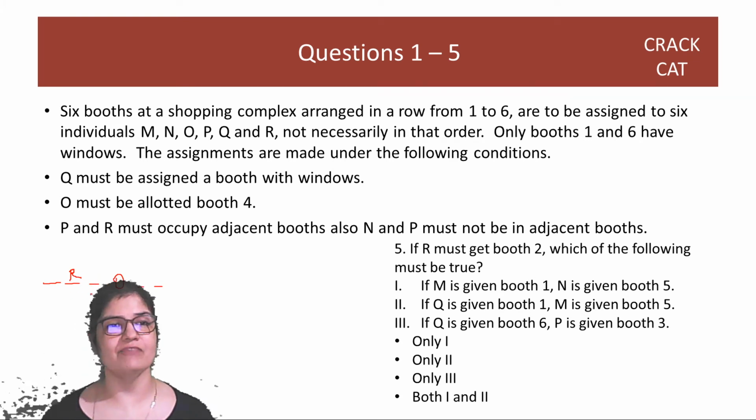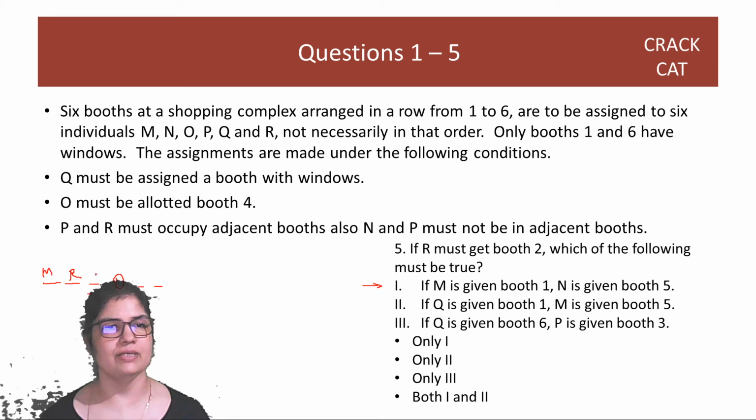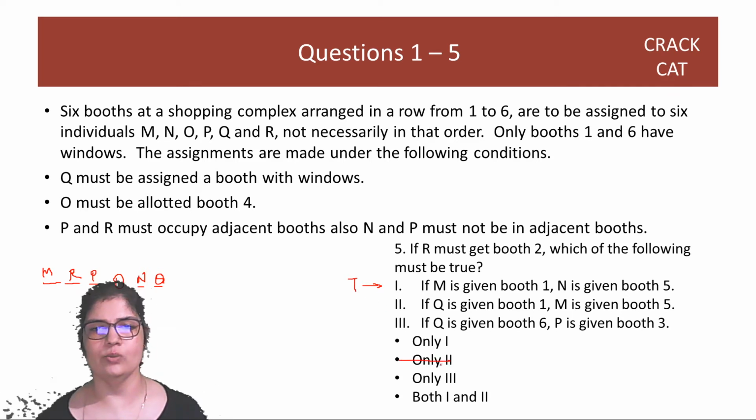So P is somewhere here. Okay. But we don't know where it is, and now we'll just work with this extra information. If M is given booth 1, then P must be here because they are adjacent. Q gets a window and N is here. So N will be given booth 5. So 1 is true. This is true, which means only 2 and only 3 I can eliminate, which means I don't need to check for 3. Because 3 is not even an option.